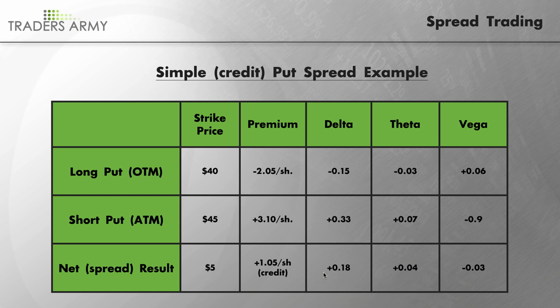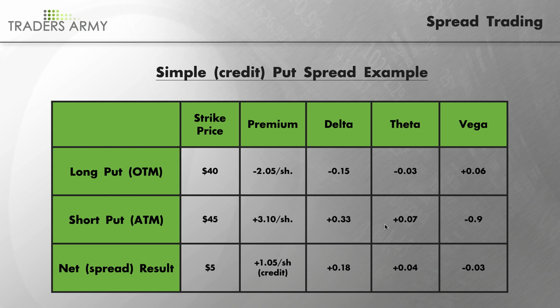So our net delta, because the delta on our short option is greater than the delta on our long option, we still have a net delta that is positive 18 for that matter. So where do we need the stock price to go in this credit put spread? We need to see the stock go up.